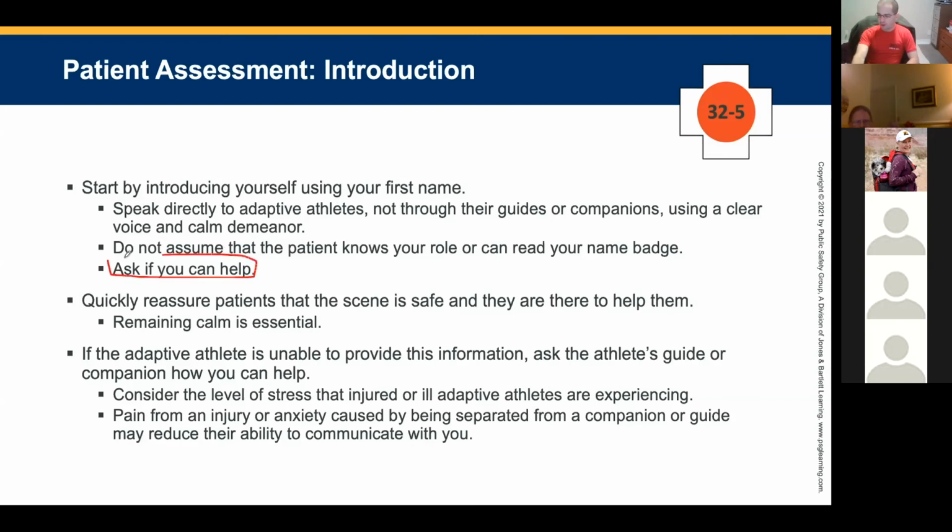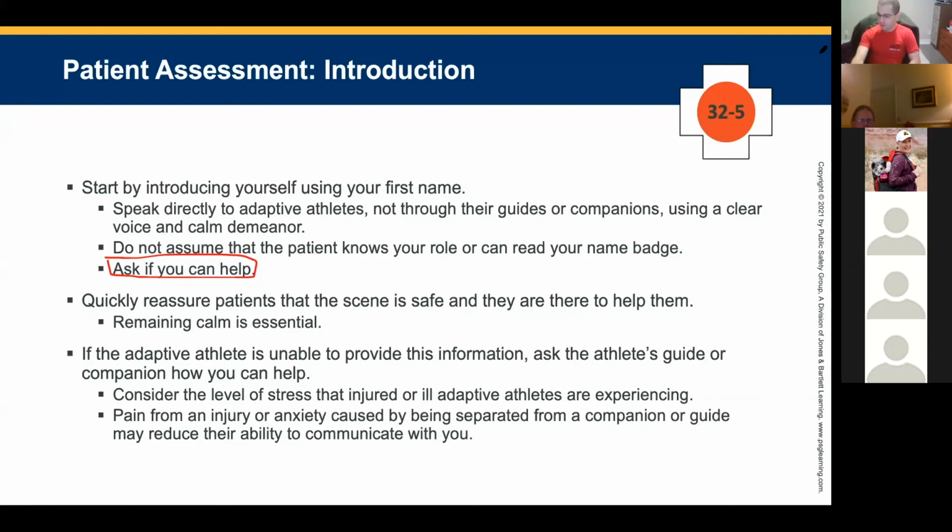How else do we want to rephrase asking if we can help? Ask if they want assistance. That would be more like, can I help you? But how would you rephrase that question specifically to an adaptive athlete? Not "can I help you," but something else. Anything I can do for you? Or how can I help you? Yeah, how can I help you, right? What is the best way for me to help you? So we can ask them, hey, can I help you? And what is the best way for me to help you?